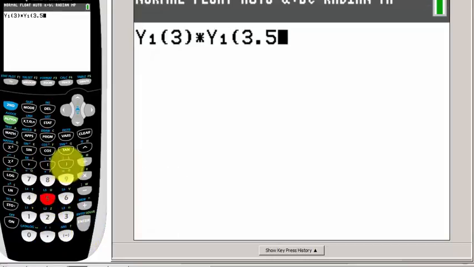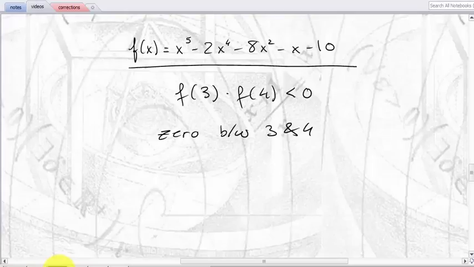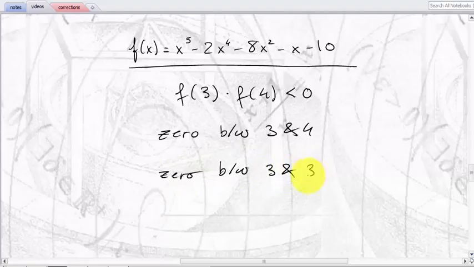Because I know there is a 0 between 3 and 4, two things can happen here. Either this product is positive, and I know the 0 will be between 3.5 and 4, or this product is negative, and I know the 0 will be between 3 and 3.5. So I'm only interested in the sign. It's negative, so now I know that my 0 is between 3 and 3.5.